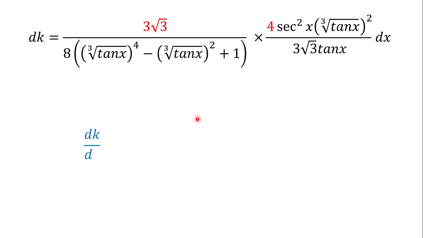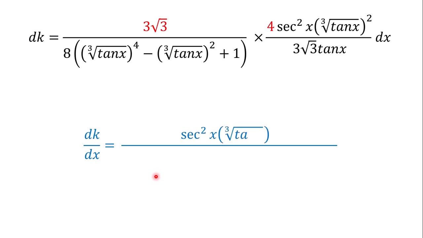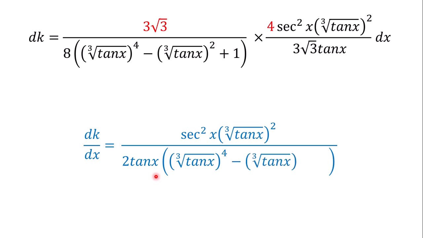So dk over dx is equal to... meaning we are going to work on this one. You see, the other part we had 6 times tangent x times this one, and this part we have gotten 2 times tangent x times this one.